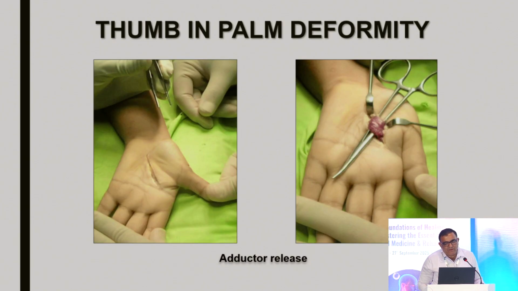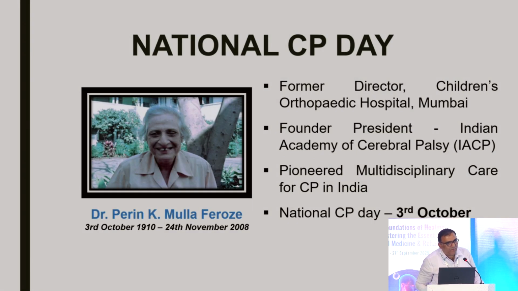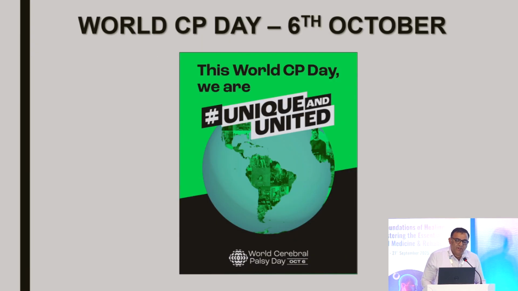Now lastly, we have 2 important events with regards to CP awareness next week. One is the National CP Day, which is celebrated on 3rd October every year to honor the services of Dr. Mallik Feroz, who was the founder president of the Indian Academy of Cerebral Palsy and also pioneered multidisciplinary CP care in India. Also, we have World CP Day on 6th October every year, and this year the theme is #UniqueAndUnited.